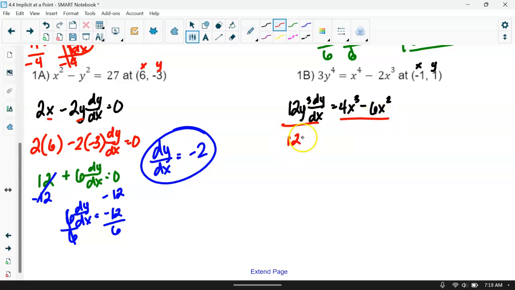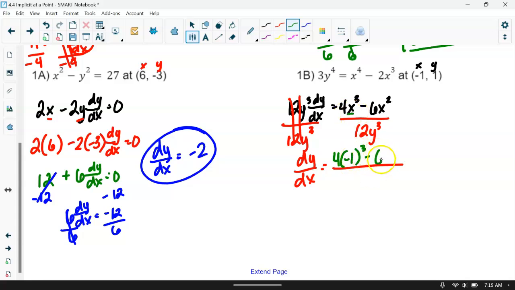I'm going to go ahead and divide by 12y cubed. So now I've got dy/dx is equal to my function here. So now I'm going to go ahead and plug in. So 4 times x, which is -1 to the third power, minus 6 times x again, which was -1 to the second power, divided by 12 times y, which is 1 to the third power.